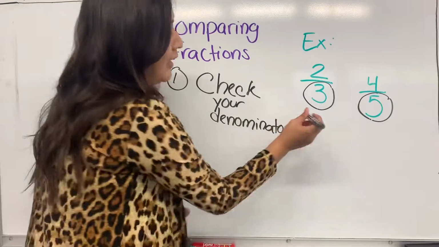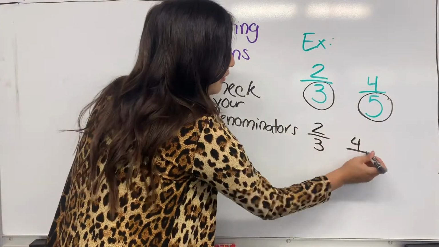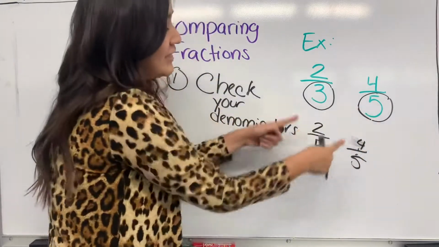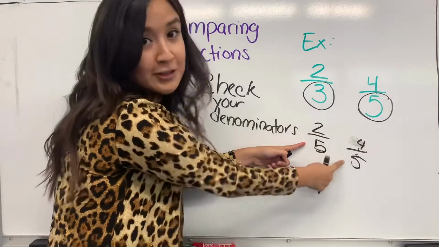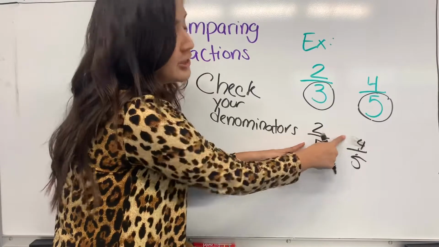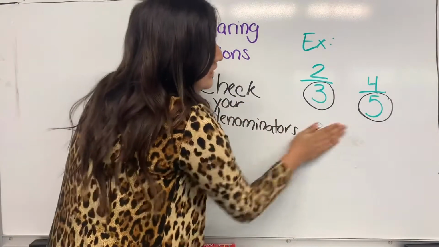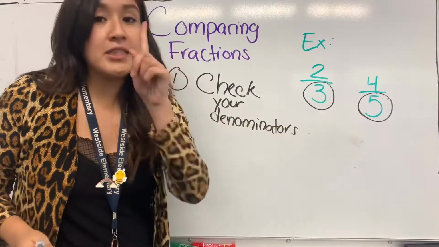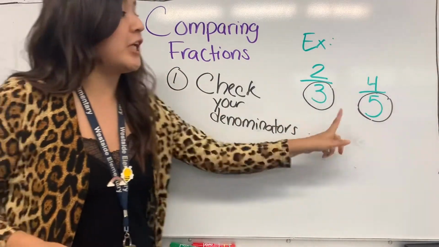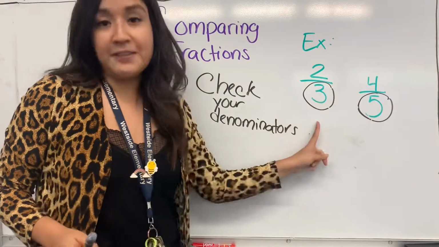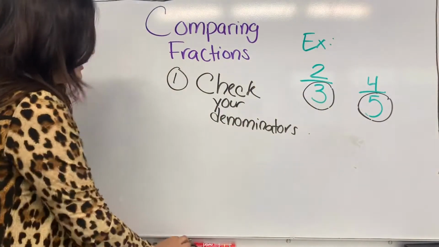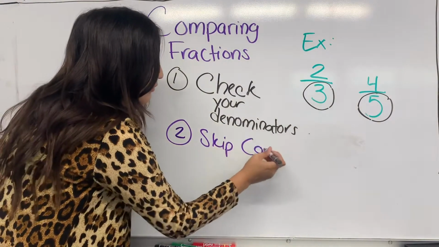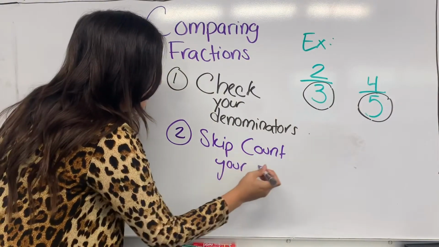If they look like this, if these look like this, the denominator is the same, and we would only need to look at the top. Since they are different, the denominator is different, this is what you need to do. So the first thing you had to do was check the denominators. If they are different, you have to do this for step 2. You have to skip count your denominators.